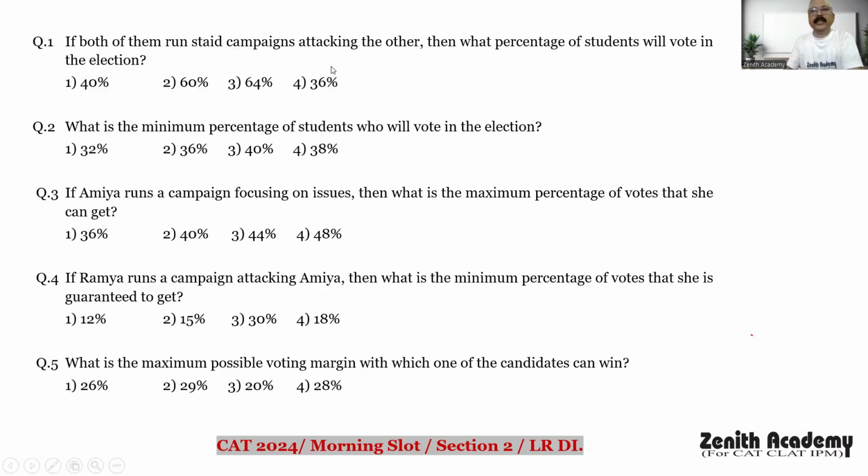if both of them run campaigns attacking the other, then the percentage of the students who will vote in the elections. What is the minimum percentage of the students who will vote in the elections? If Amya runs a campaign focusing on issues, then what is the maximum percentage of votes that she can get? If Ramya runs a campaign attacking Amya, then what is the minimum percentage of votes that she is guaranteed to get? What is the minimum possible voting margin with which one of the candidates can win?